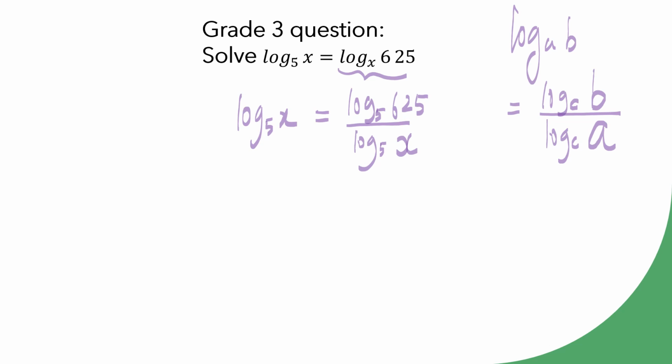Right, so next step. We do a shortcut. We do a cross multiply. So what we have is log x base 5 times another log x base 5. Now you must be very careful with that. So we have log x base 5 times another log x base 5. So what do we get? We get log x base 5 to the power of 2.